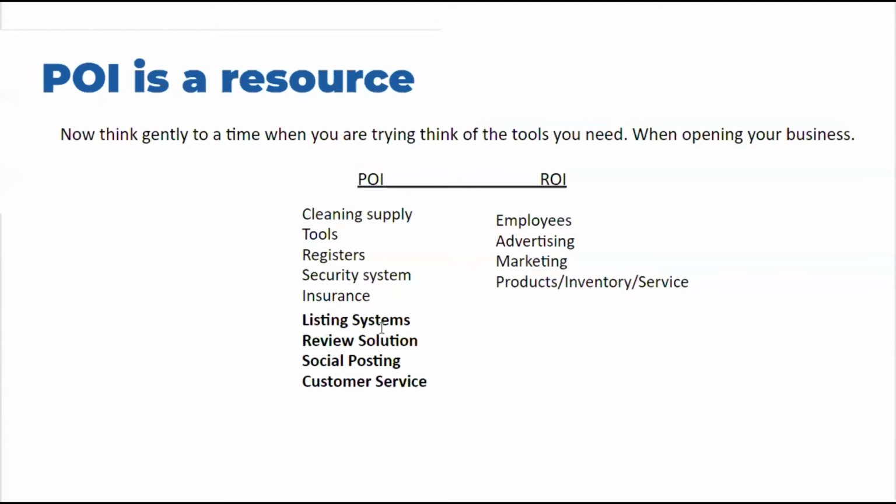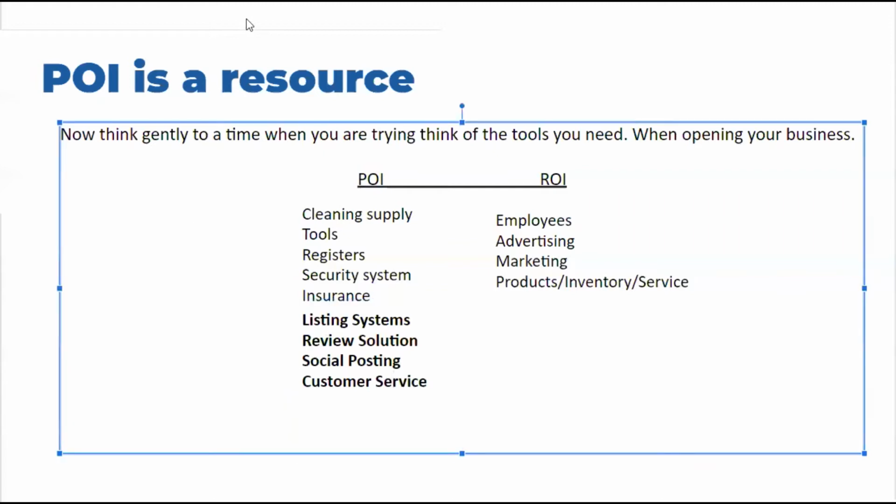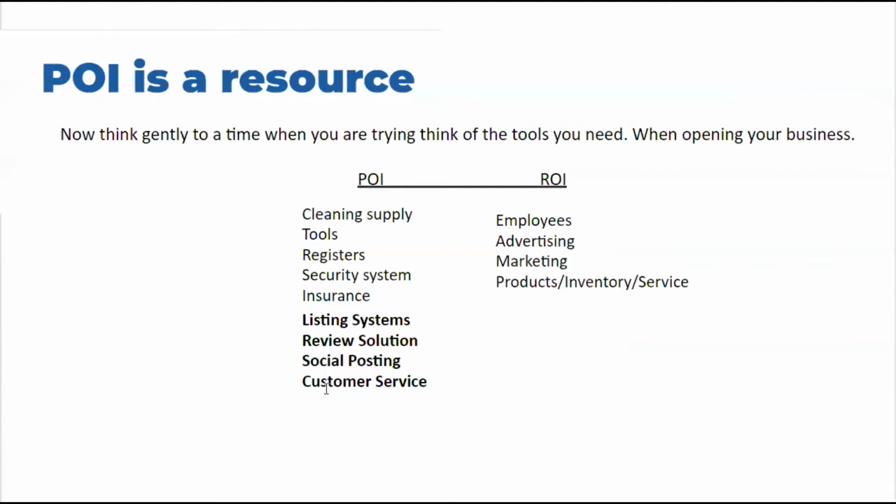And that's going to be your listing systems, your review solution, your social posting, and of course, customer service, right? Whether that's online or offline, these product values are always going to be there for you. Your listings are a little bit tougher. We can show you in other webinars that listings for most businesses are correct, but only on a handful of places. And there's probably 150 of them or so that people look at when they're looking for you.